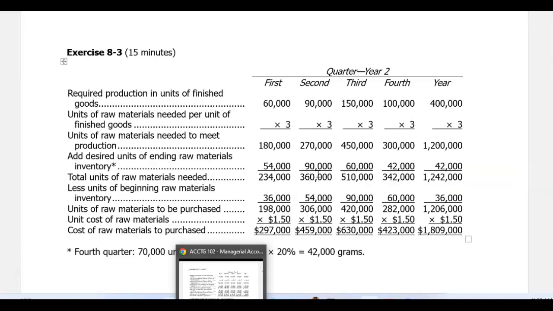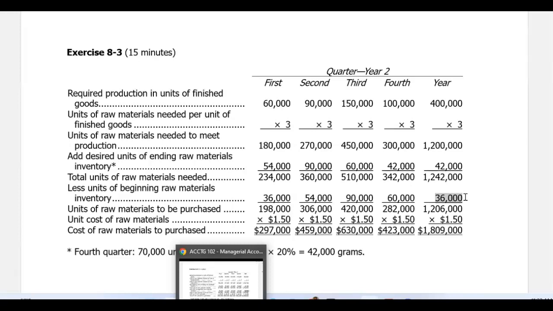Therefore, 360 minus 54, we only need to buy 306,000 times $1.50 each. That ends up to be 459. Make sense? So you continue the same process for the third and fourth quarter, and then add them up for the year.